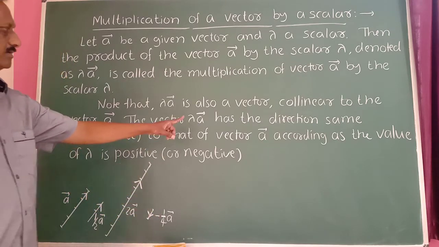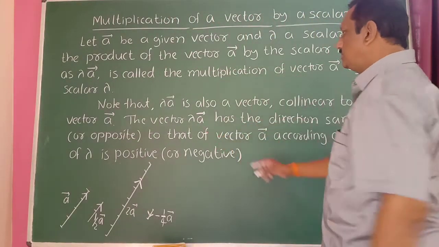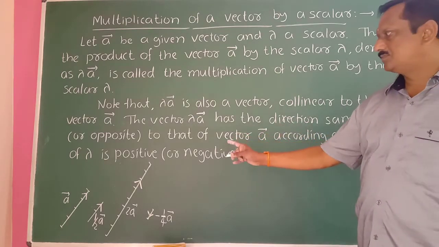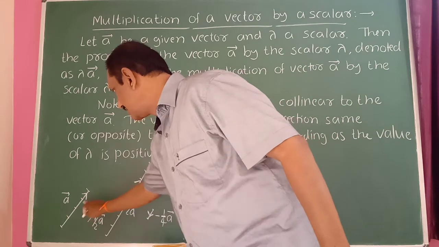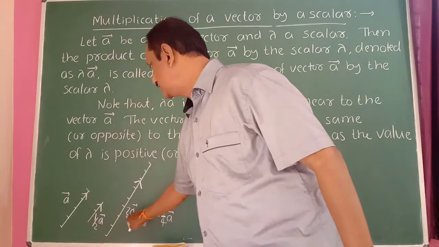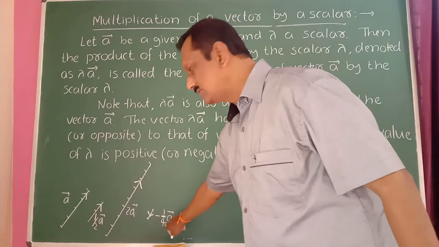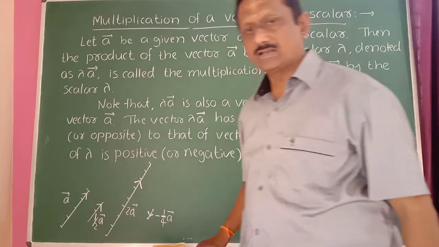Hence, just observe, lambda A bar has the direction same or opposite to that of the vector A bar according as the value of lambda is positive or negative. Here 1 by 2 is a positive quantity, same direction here. 2 is a positive quantity, both are having the same direction. But here minus 1 by 4, lambda is a negative quantity, it is opposite to that of the vector here.